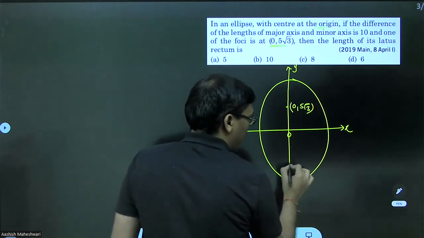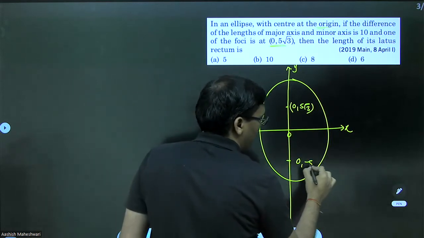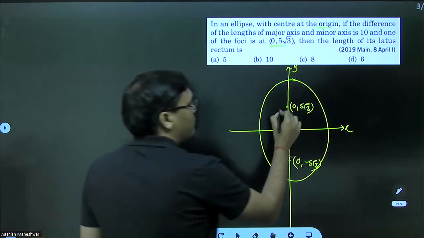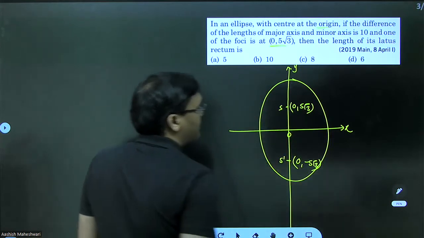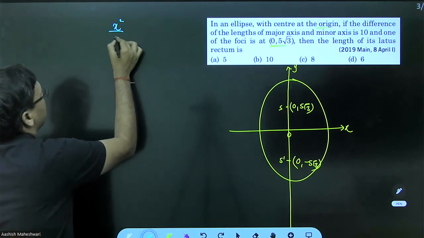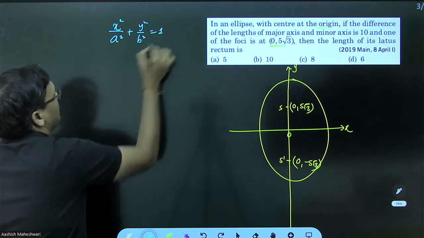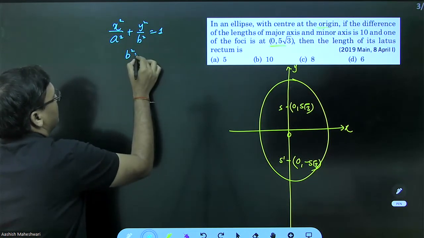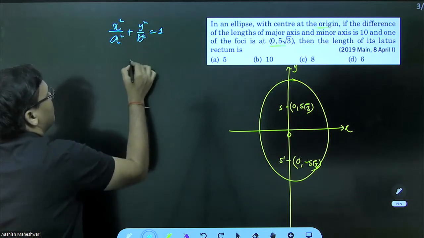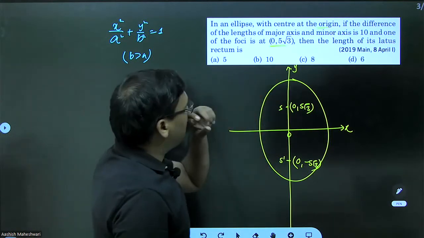Center 0, 0, and you can definitely write what is the other focus. The other focus will definitely be 0, minus 5 root 3, because the center is always the midpoint of the foci. These are the foci. So again, you can see what is the equation of the ellipse. I can assume this is x square upon a square plus y square upon b square equal to 1, where b is greater than a. Vertical ellipse. Now, what are the given conditions here?